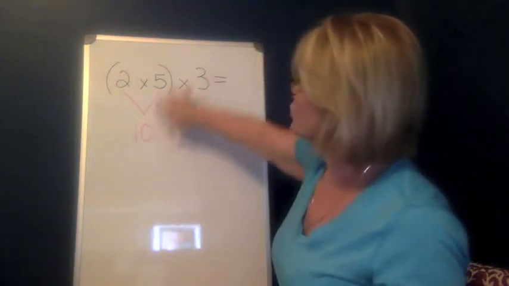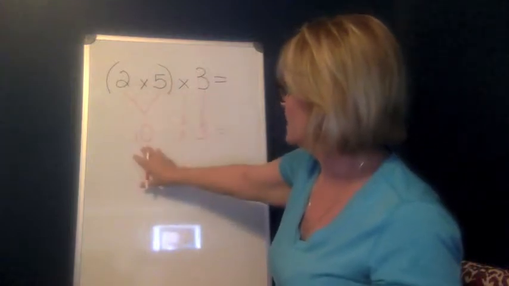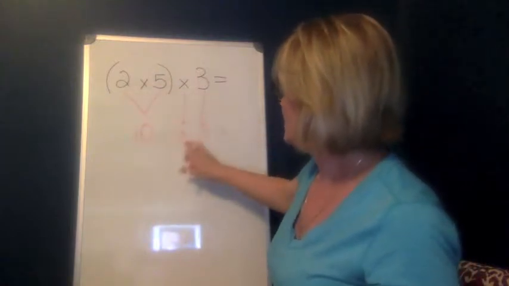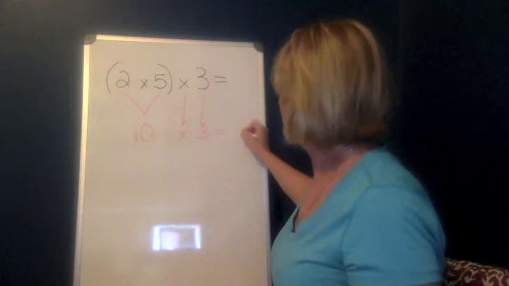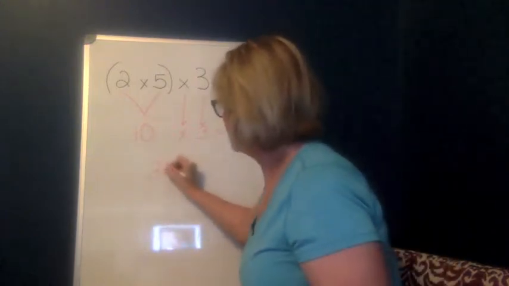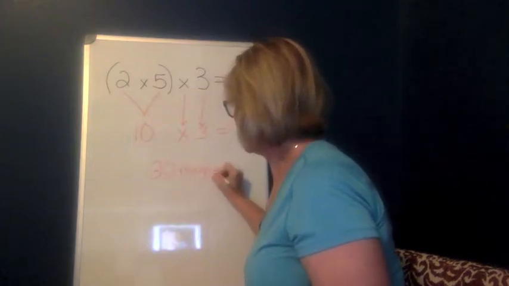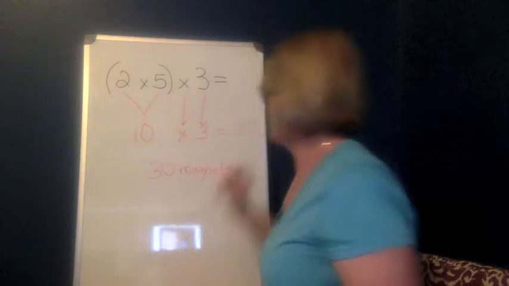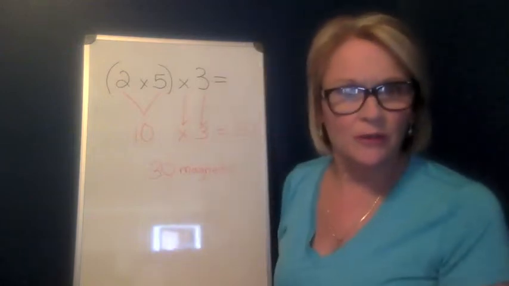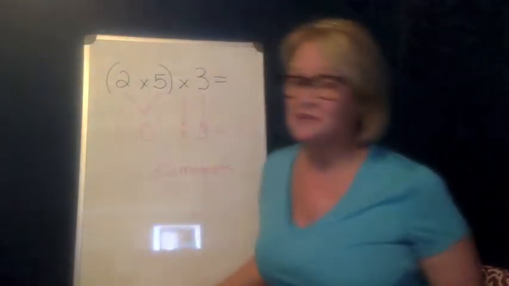Now I can do the work outside of the parentheses. I did inside first, which was 10, and then I can say 10 times 3 is 30. So I had 30 magnets given to me at the end of last school year. That worked out really well because who knew I would be teaching 3rd grade math this year, and I would need them a lot. So that worked out really well.